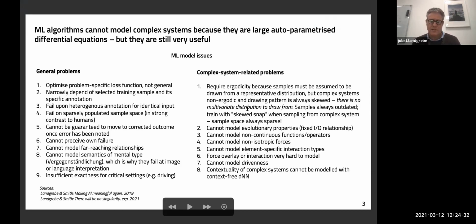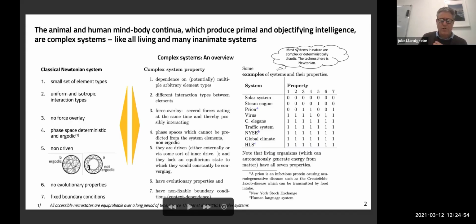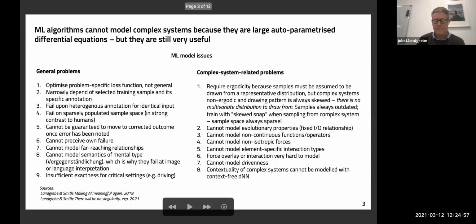But then there are more problems that haven't been noticed before, and I think that's something new about our book. That also complex systems have properties that cannot be modeled with machine learning. So the problem is that ML models require ergodicity. Because if you have a non-ergodic system like the one we saw here, you cannot draw a sample that's adequate for training, because you cannot get a representative distribution of your samples. And so when you draw from them, you always have a skewed sample.